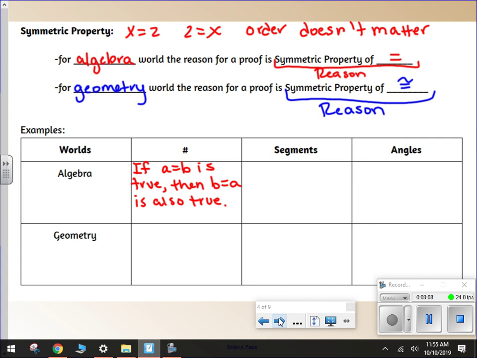For segments, because remember there's no numbers for the geometry, so we're going to skip that box. So if I'm doing segments, if AB is equal to CD, then CD is equal to AB. I'm just flipping it around and it means the same thing. The order doesn't change their quantity at all.